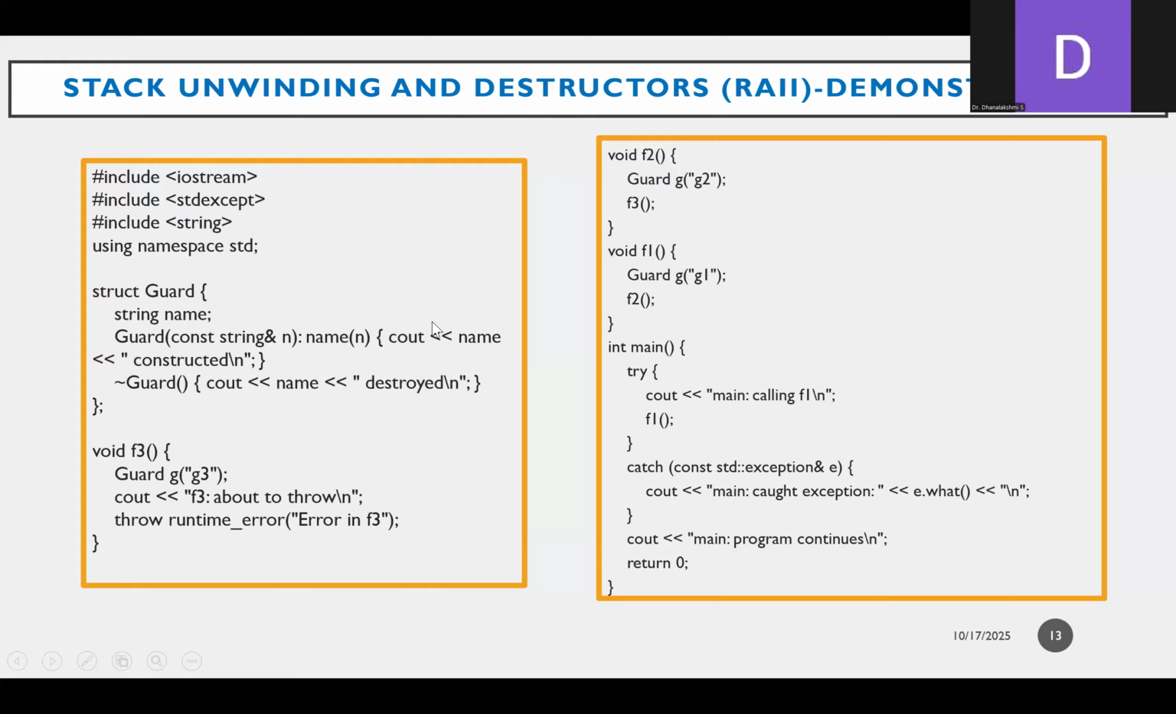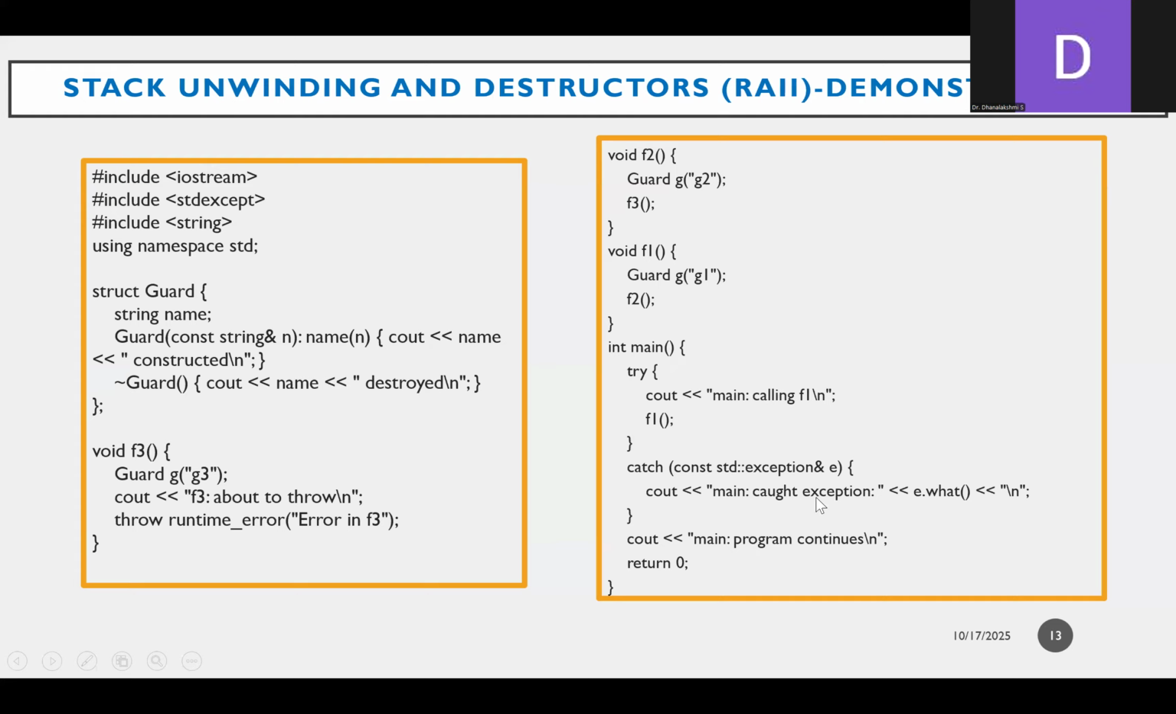Destructors run in the reverse construction order because the exception propagates out of F3. Local objects in F3 are destroyed first. That is, the G3 destructor runs and prints "G3 destroyed". Then the exception propagates back to F2. F2 has no catch there, so it exits, and its local objects are destroyed, which means that G2 is destroyed. So the exception propagates back to F1. F1 has no catch, so it exits, and its local objects are again destroyed, which means that G1 is destroyed. So the exception reaches the main catch.